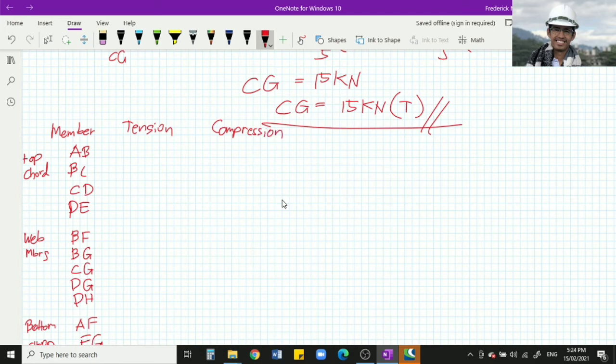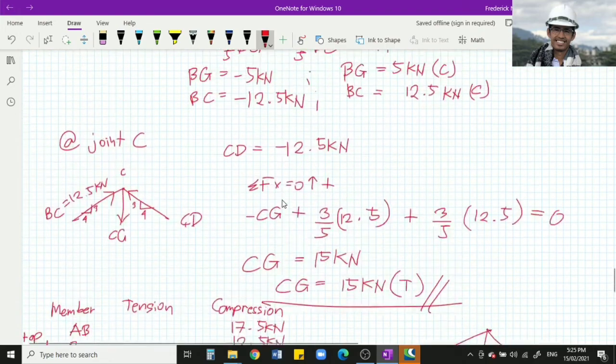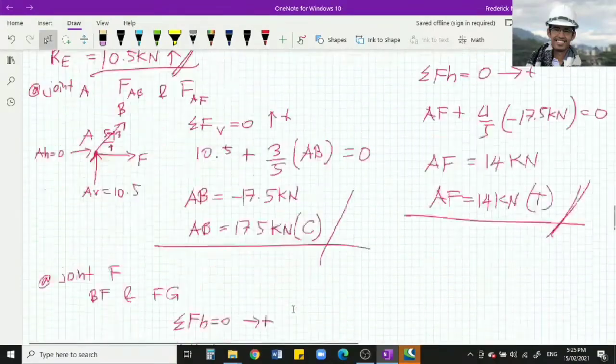So yung AB natin, that is compression, so that is 17.5 kilonewton. Same din siya sa ating BC naman, that will be 12.5 kilonewton. Okay? Dahil symmetrical sila, CD is equal to BC, and DE is equal to AB, kasi symmetrical yung thrust natin, no? Ito yung thrust natin. So, symmetrical sila.